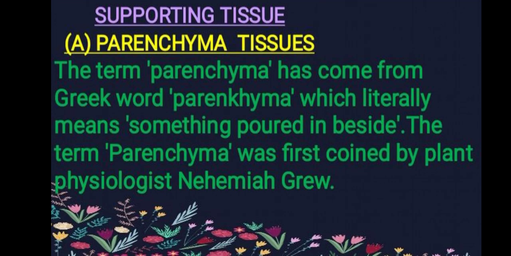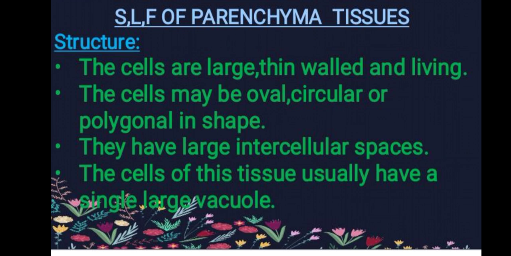The first type is Parenchyma tissues. The term parenchyma has come from the Greek word parenchyma, which literally means something poured in beside. The term parenchyma was first coined by plant physiologist Nehemiah Grew. Let's see the structure, location and function of parenchyma tissues.